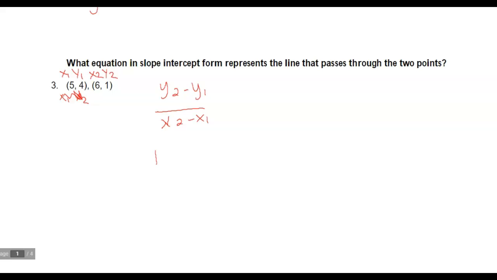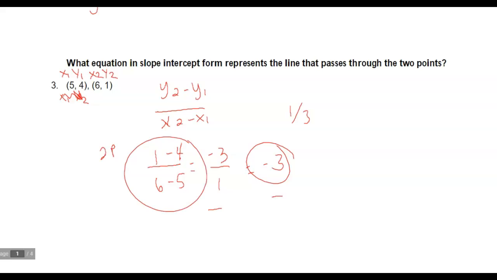So this is what your work should look like. 1 minus 4 on top, y2 minus y1, 6 minus 5 on bottom, negative 3 over 1. You can leave it, either one of those answers is correct. But just putting this would get you 1 point out of 3, because there's going to be 2 points for the work, 1 point for the answer.